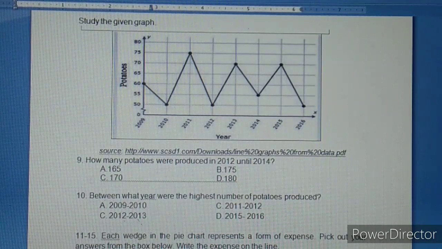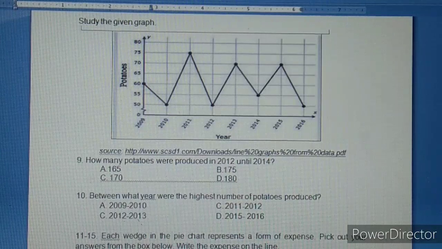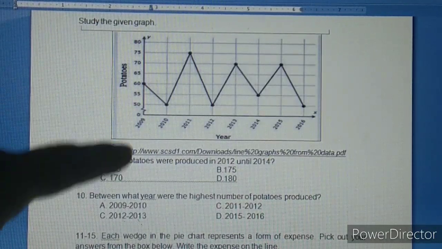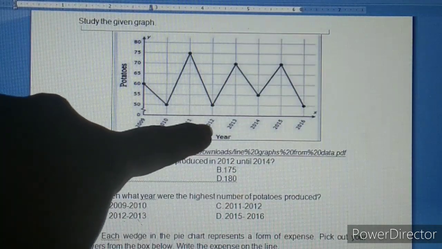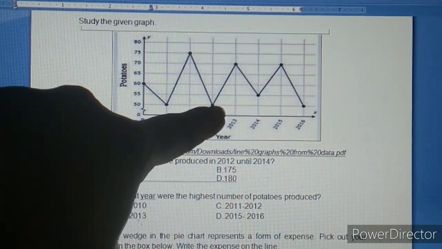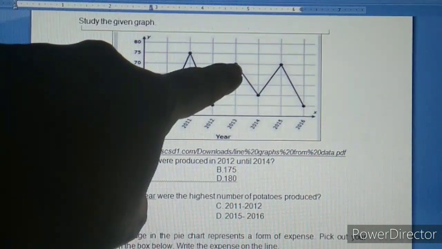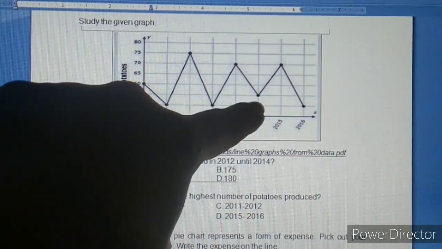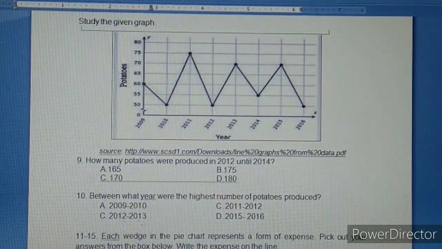The correct answer is letter B. 175. 2012 to 2014. So 50 plus 70 plus 55. How much is that? It's 175.